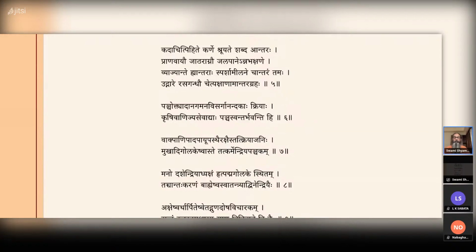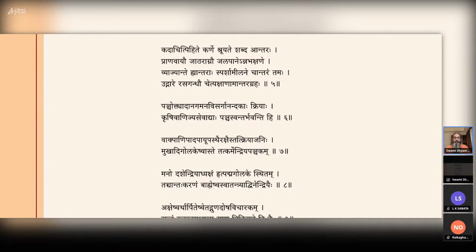Vakpani pada payupasthe rakhe tat kriyajanihi mukhadi golokeshu aste tat karmendriya panchakam. So, after discussing Krishi and Vanijya and all that, he's saying Panchasu Antarbhavantihi. You can include these 5 karmendriyas and all the activities that they do. The detailed and very specific activities undertaken by you would be covered by the 5 general activities of the 5 karmendriyas that we have. That was what we were discussing in the last class.